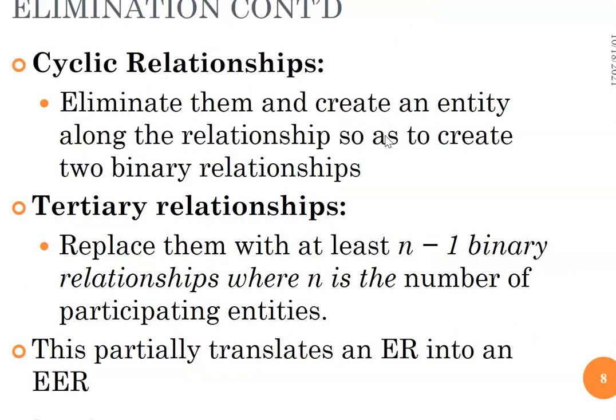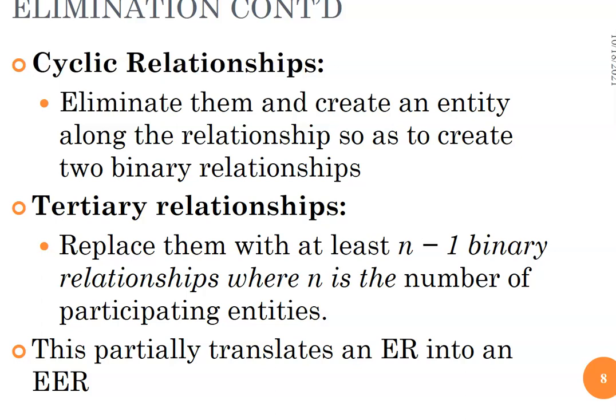Then we have cyclic relationships. How do we eliminate cyclic relationships? We eliminate cyclic relationships by creating an entity along the relationship type. Remember, last week I mentioned that there are instances where you will have an entity along the relationship type. So this is an example of when you can have an entity on the relationship type. But remember, that entity is always referred to as a weak entity.